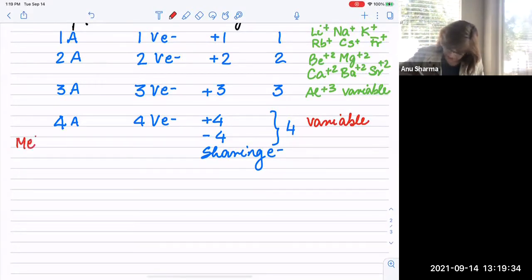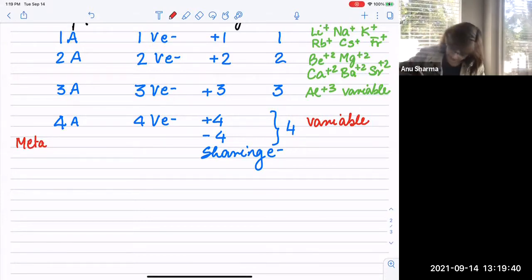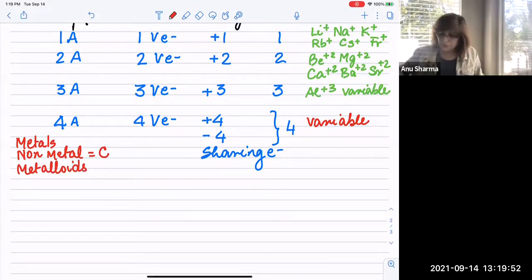So this contains metals, non-metals, and metalloids. The non-metal here is carbon. And then we have metalloids also. So that's why it's variable in group 4A.